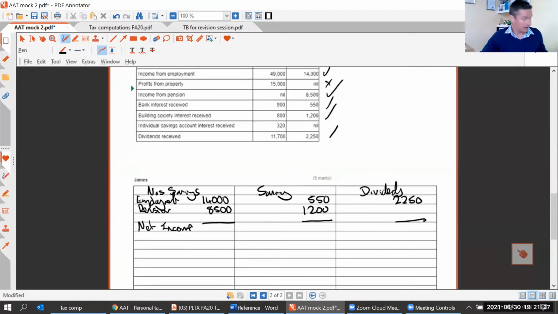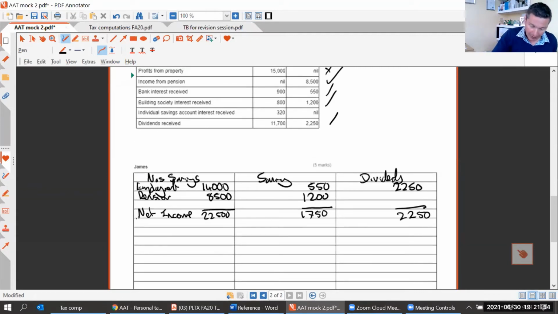Now you can see here, we'll add it up actually before we go any further. £14,000 plus 8,500 plus 550 plus... what am I doing? 14,123 plus 8,500 gives a figure of 22,500. That would be £1,750, and obviously that would be £2,250. So that's that. Then we're going to take our personal allowance off.